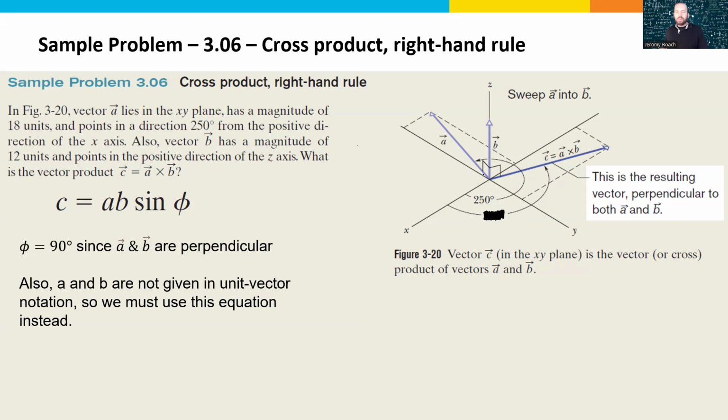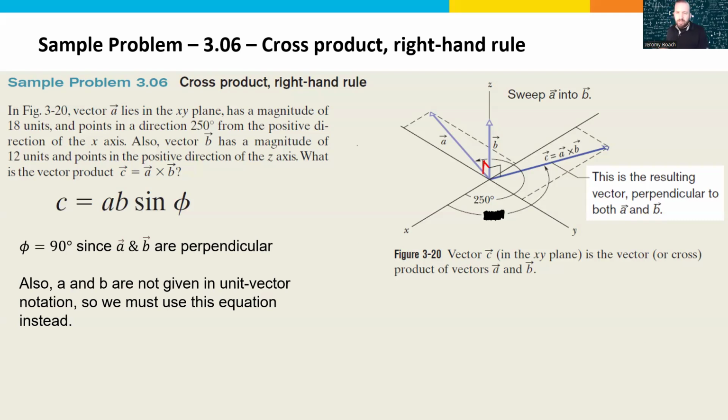Double check some stuff here. Okay. So because it's perpendicular, psi is 90 degrees from A and B. So this part is what 90 degrees is. Actually, I didn't quite draw that along with the 90 degrees there. This part is 90 degrees. All right, so those are both perpendicular. A and B are not in unit vector notation, so we have to use the equation.